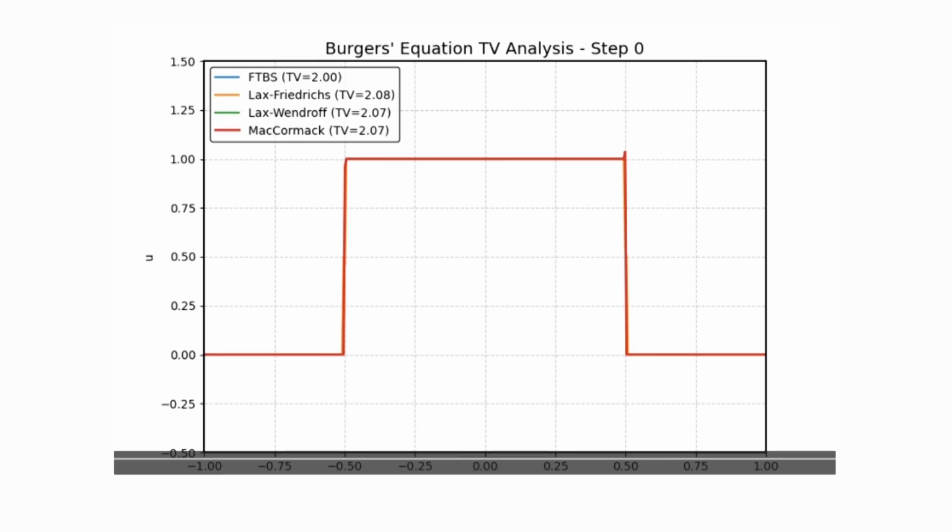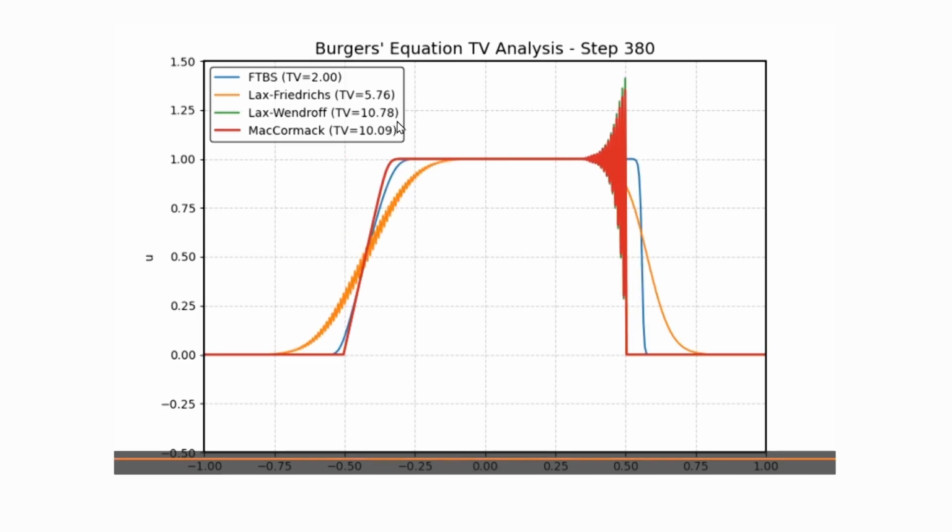If you go to, let us say, near the last time step, it is around 10. So it starts from a total variation of 2, which is due to the discontinuities at the steps.